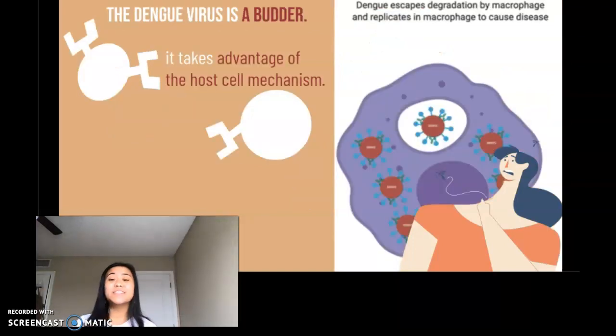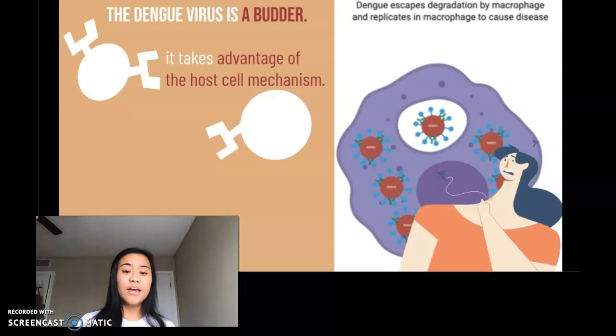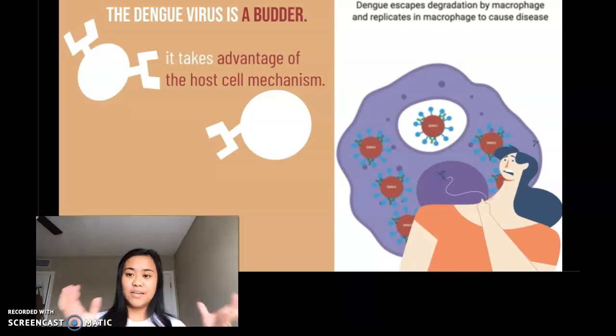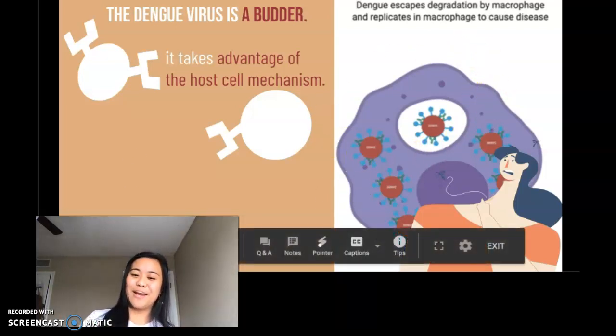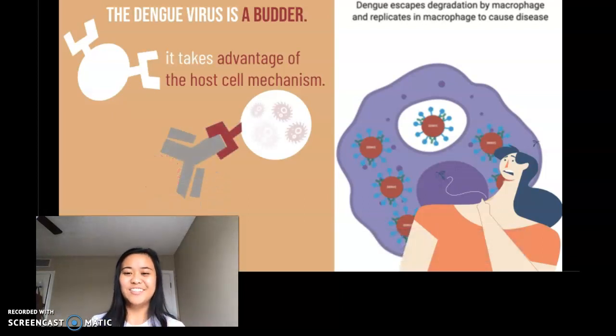So the dengue virus is a budder, meaning that it takes advantage of the host cell's mechanism. So rather than bursting like, let's say, malaria and releasing its contents into your bloodstream, what the dengue virus is going to do is take advantage of your energy and your host cell's machinery so that it can then replicate, as depicted here on the right-hand side. So once again, we see that infiltration.